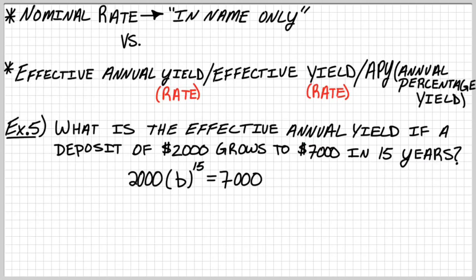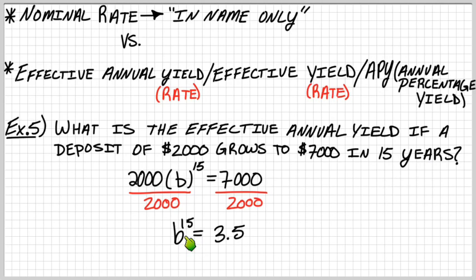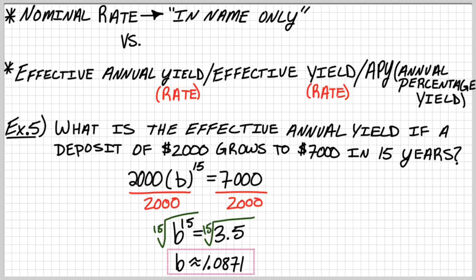So that's actually pretty simple here. Divide by 2,000. Let's try to get to B. And I've got B to the 15th equals 3.5. That's actually really easy division there. 7 divided by 2, essentially. So just take the 15th root of both sides. And B is about 1.0871. So that would be the growth factor. That's how much it grew by each year, like the multiplier.